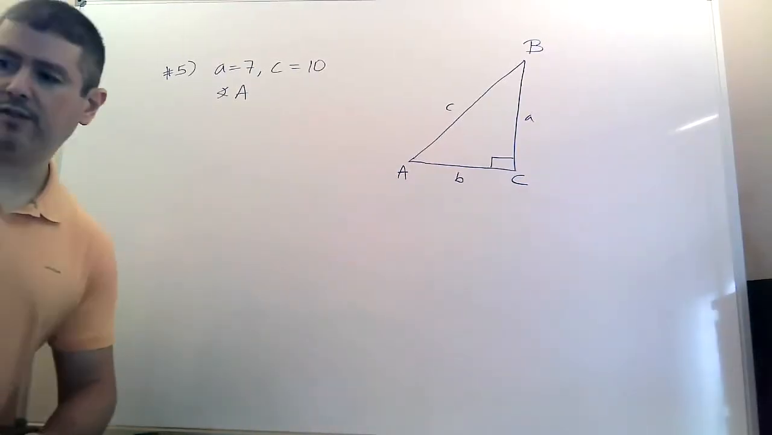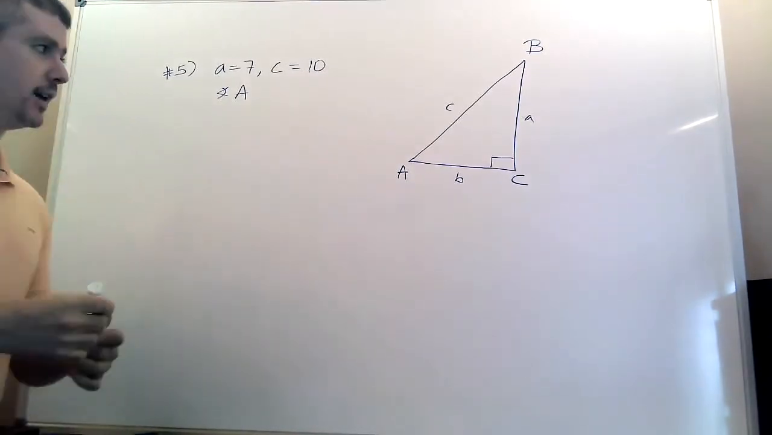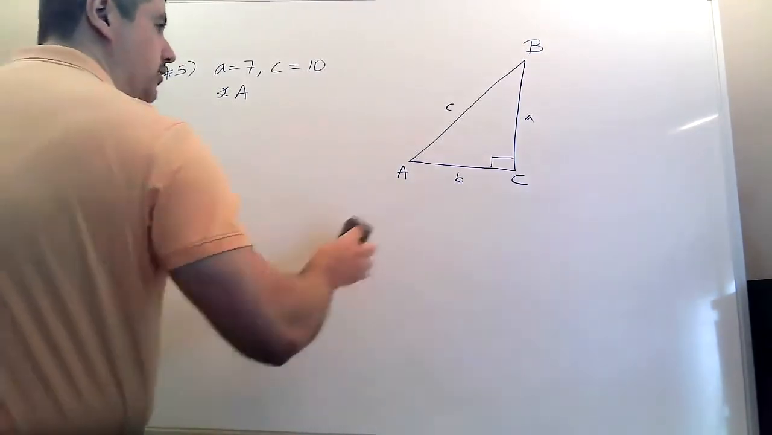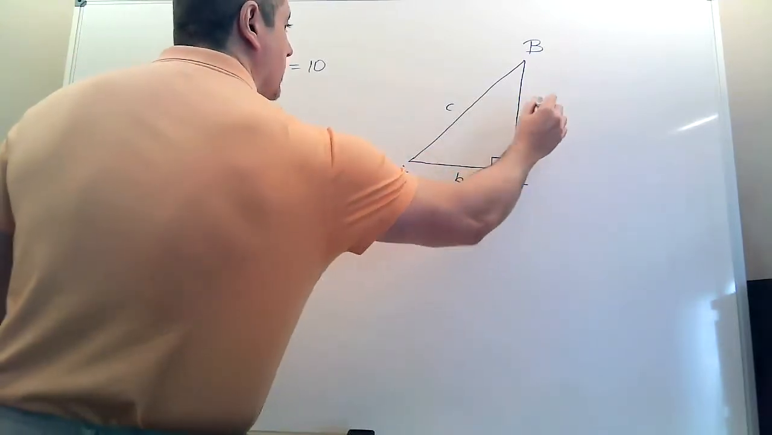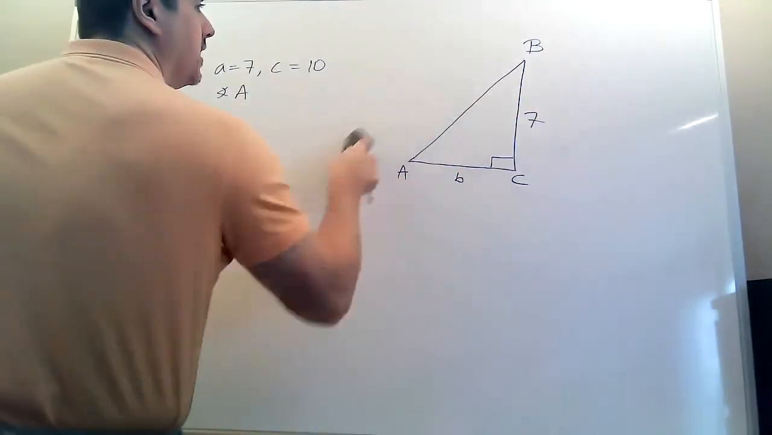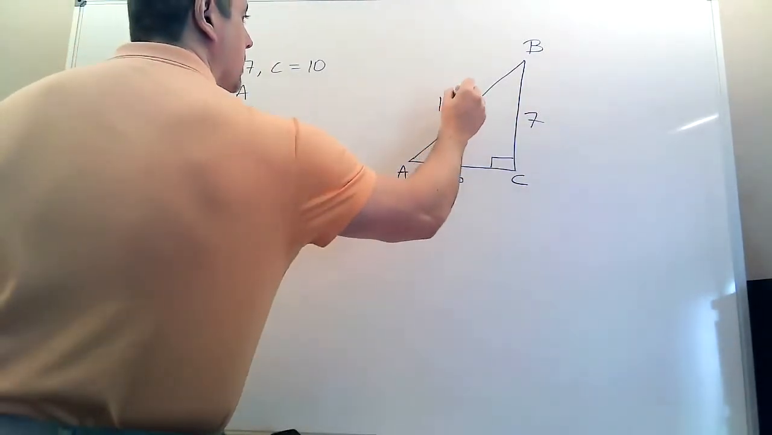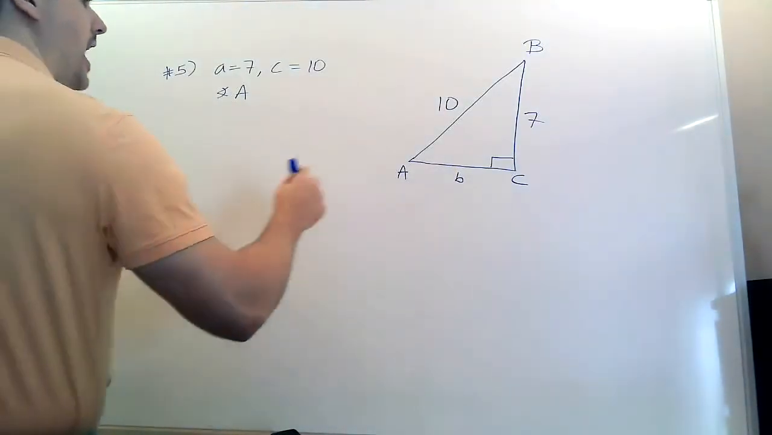Okay, question 5, another angle one. Hey, like the angle ones. So this time I actually give you the hypotenuse. I give you side A, tell you it's 7. I give you side C, I tell you it's 10. And I'm looking for angle A this time.